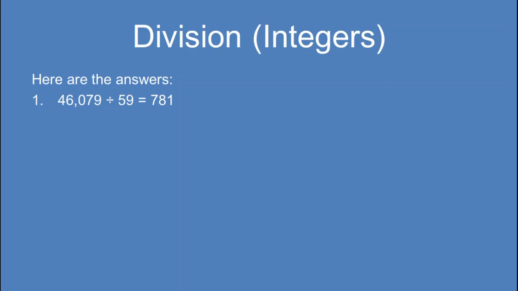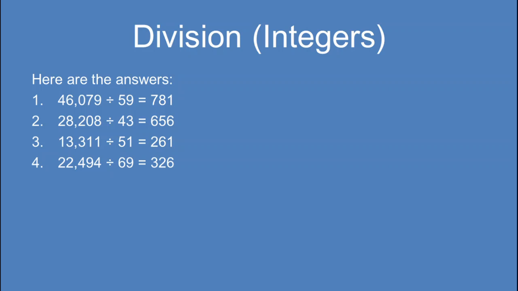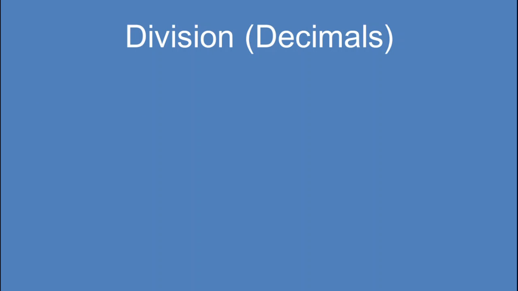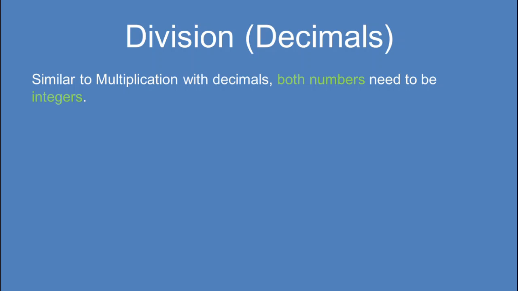Question 1. 781. Question 2. 656. Question 3. 261. Question 4. 326. Similar to multiplication with decimals, both numbers need to be integers.